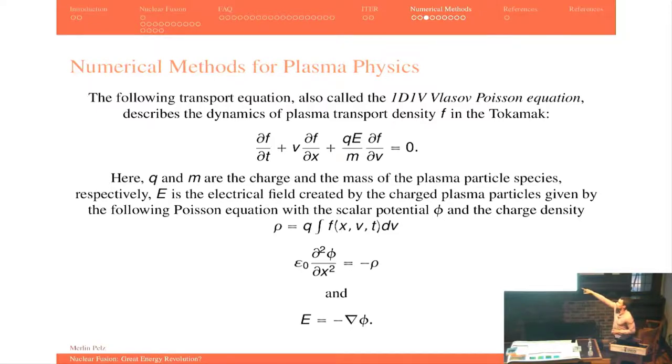The rho is the charge density if we integrate over this line, so if we sum over all f on our periodic line. Okay, and that electrical field is minus the derivative. So we know that velocity is the derivative of the location, and E is minus the derivative of the scalar potential phi here. Everything has to be solved at each time step to be able to recover the solution here.